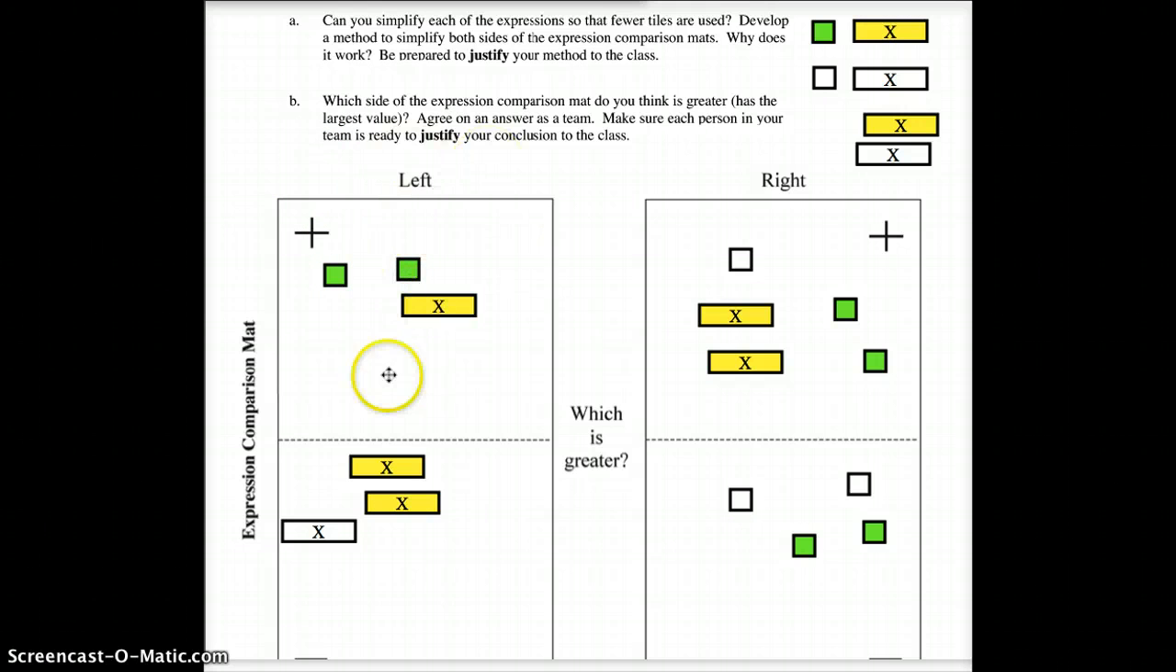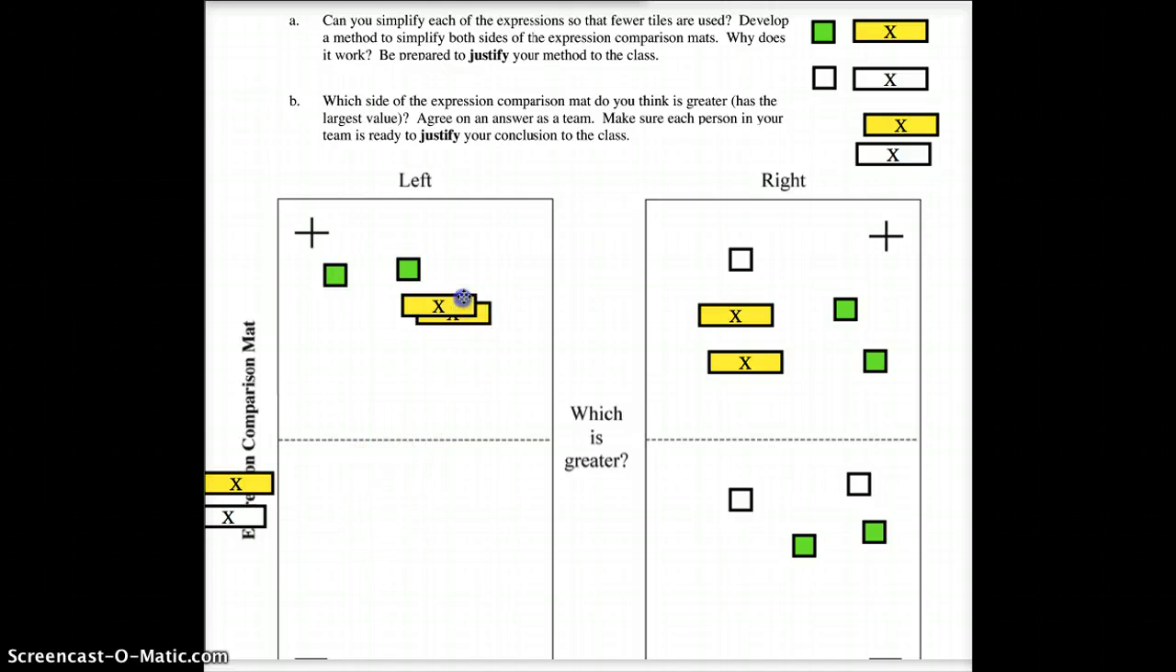First thing is, let's take care of the left side. Well, let's see, on the bottom here I've got a positive x and negative x, so those two will cancel each other. Then from the top to the bottom I've got two positive x's, so these two will cancel each other. Which leaves me with the left side of just two positive unit tiles.